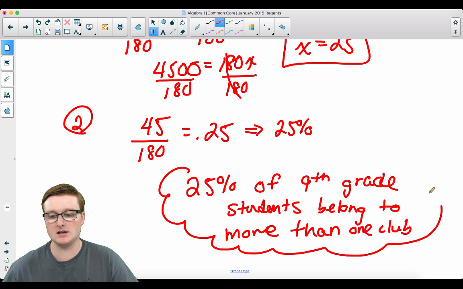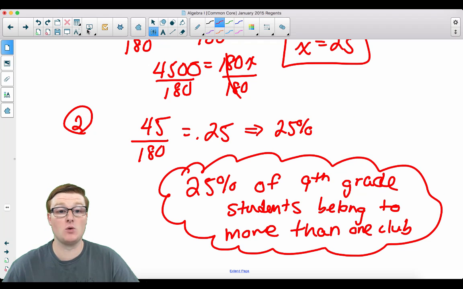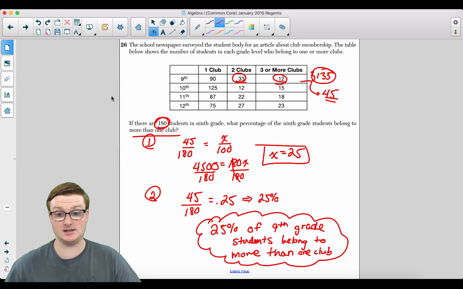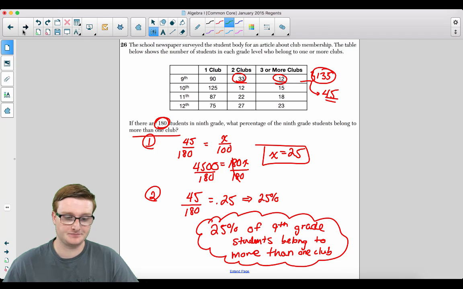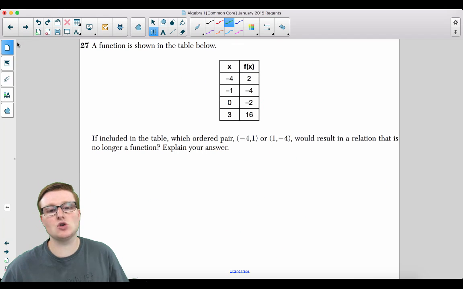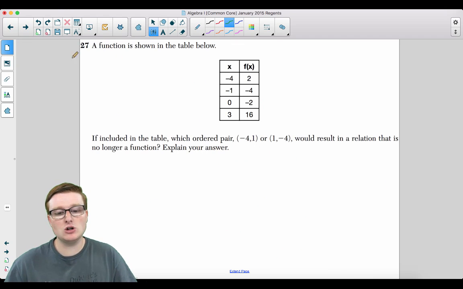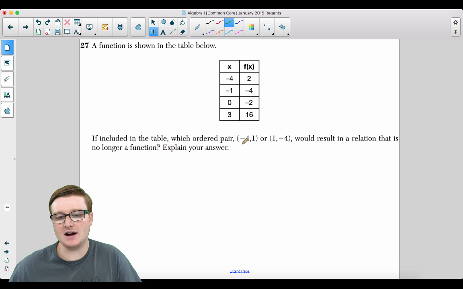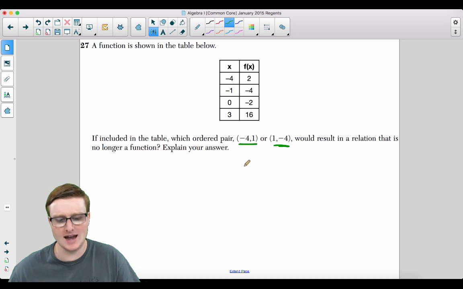And that would be your answer for question number 26. All right, moving on. 27. A function is shown in the table below. If included in the table, which ordered pair, -4, 1, or 1, 4, would result in a relation that is no longer a function? Explain your answer.